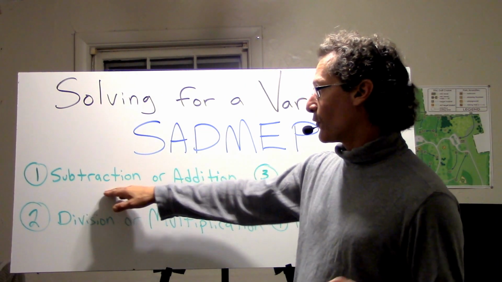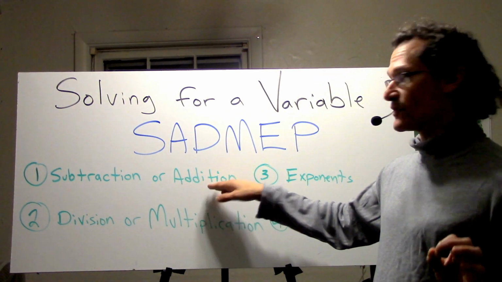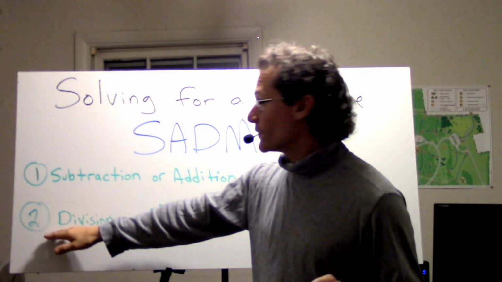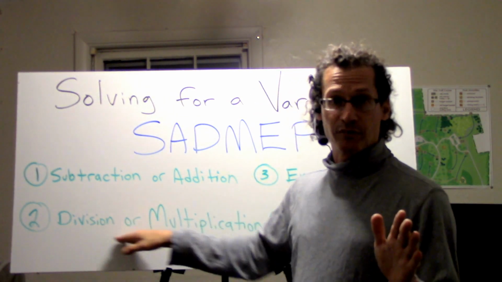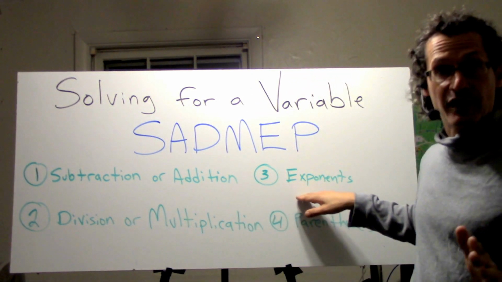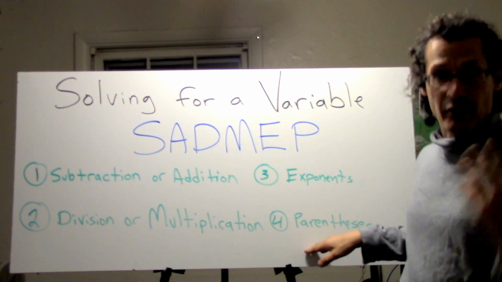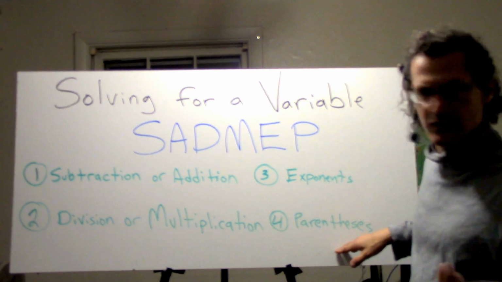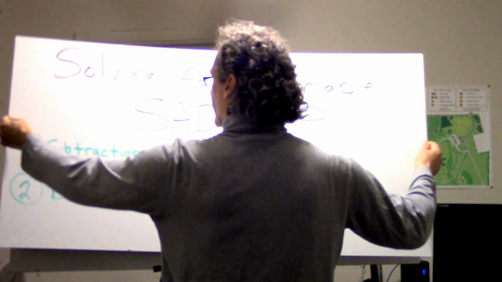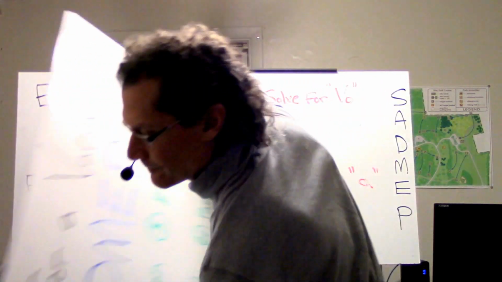Therefore, we look for subtraction or addition, operations of subtraction or addition. Secondly, division or multiplication. Third would be exponents. And fourth, parentheses. Let's do some examples.